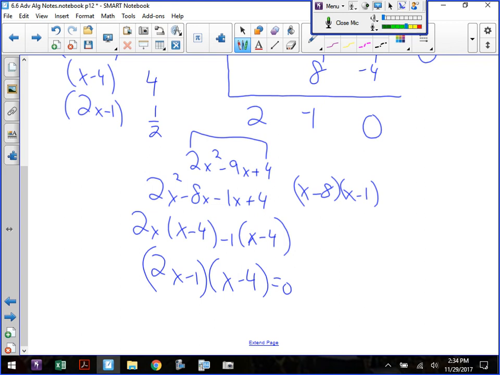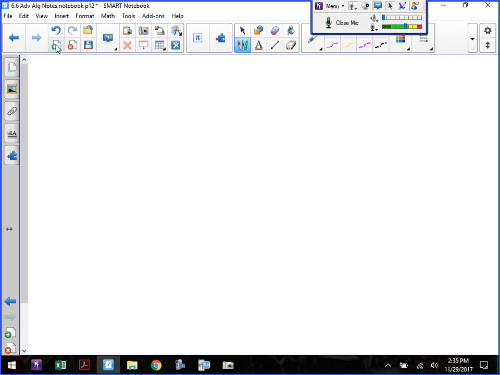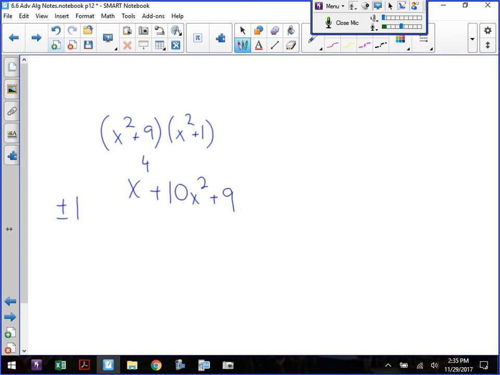Yes. You could get no real solutions on something like this because, let's say you build a 4th-degree polynomial and you did something like x squared plus 9 and x squared plus 1. Those two would have imaginary zeros the whole time. If you FOIL that out, you get x to the 4th plus 10x squared plus 9, which means I would have plus or minus 1, 3, and 9 as my possible zeros.